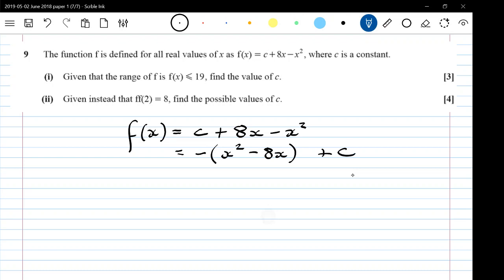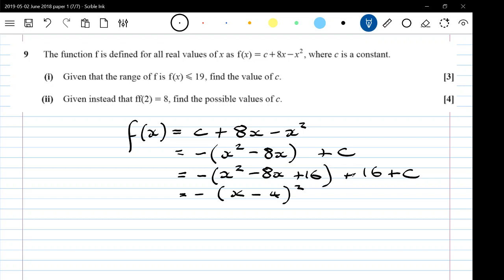So when we complete the square inside that bracket, half of the minus 8 is minus 4. Square that is plus 16. So that's minus x squared minus 8x plus 16. Now this is the odd thing here. We've added 16, but we're taking it away. So to undo that taking away 16, we're going to have to add 16. So we get to that point. So minus x minus 4 all squared plus 16 plus c.